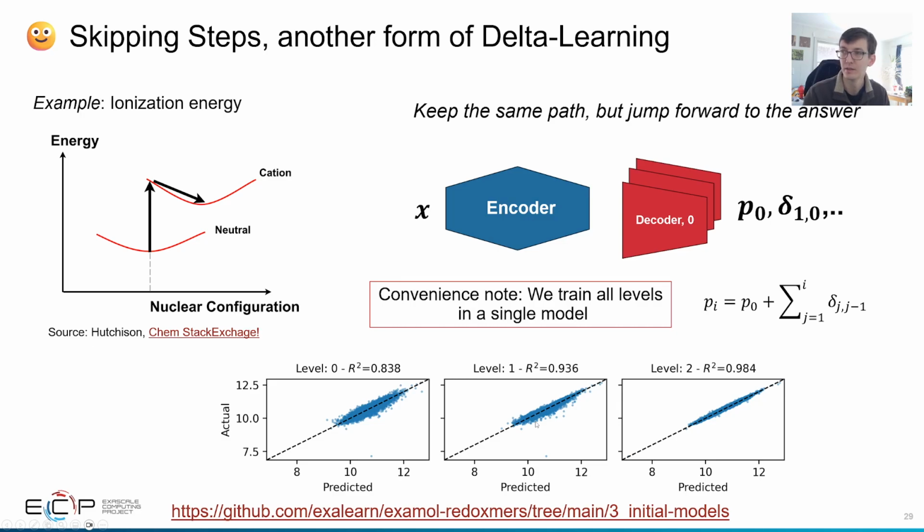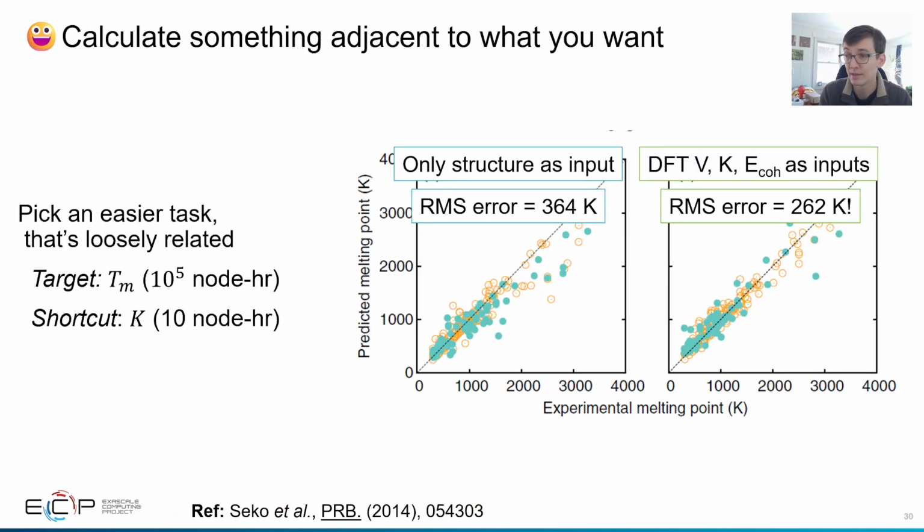Full details are here. Or you can think even more creatively, and instead of computing the actual outcome of your calculation, you can compute something that's related but cheaper. A paper I really like for this came out in 2014, where instead of computing the melting temperature, which is very expensive, they computed the bulk modulus, which is related to melting. Materials that are stiff typically melt at high temperatures, and they used the outcome of that bulk modulus calculation to predict melting temperature. And you can see here that by doing that with an adjacent property, they decreased the error of their model by about a third, by computing a nearby property and feeding that as input into machine learning.